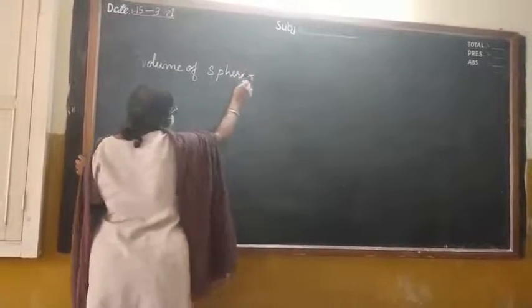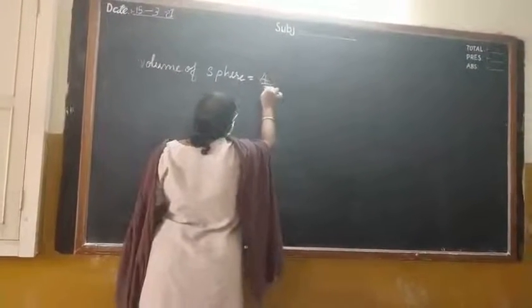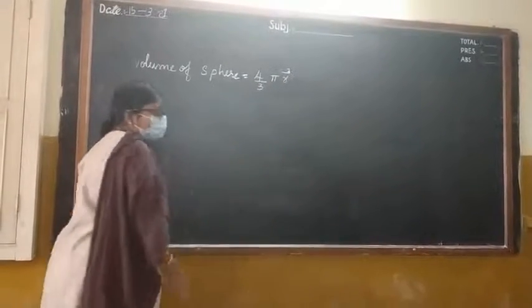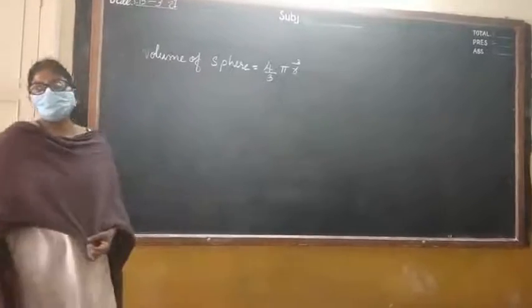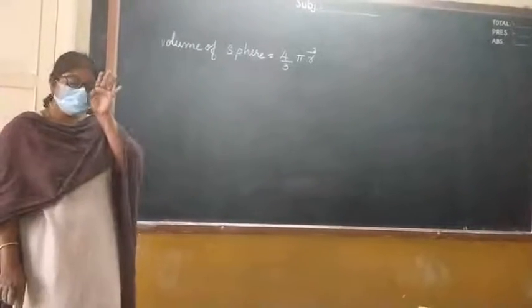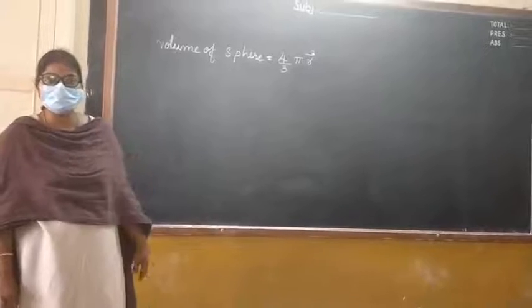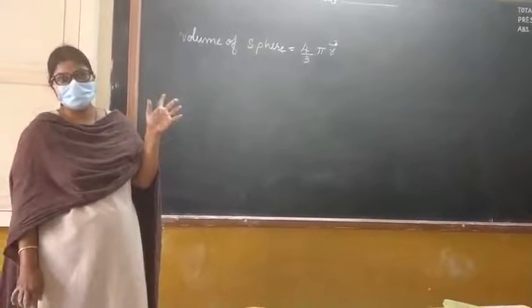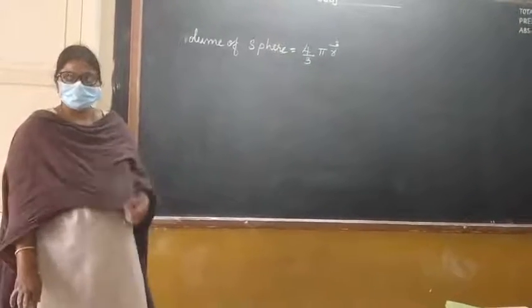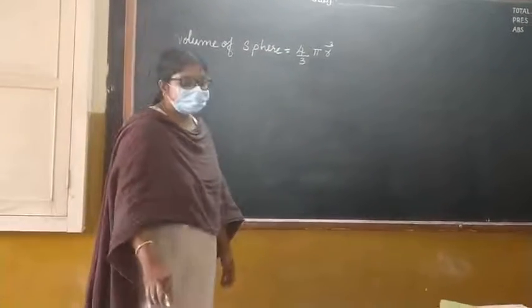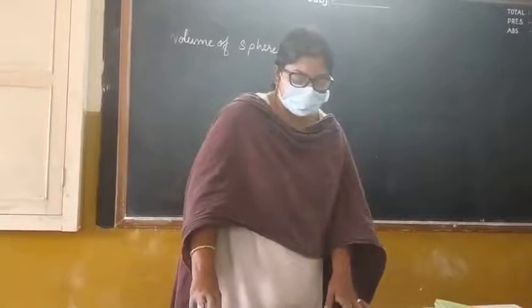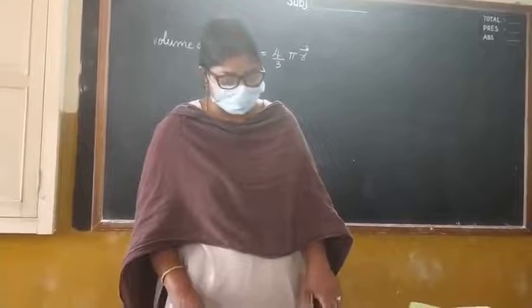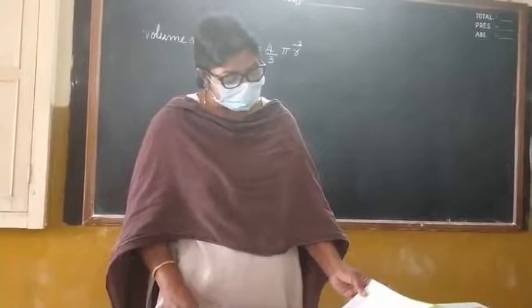Volume of sphere will be 4 by 3 pi r cube. Okay. So hemisphere, the volume will be half of that of sphere. So it will be 2 by 3 pi r cube. Okay. So volume of hemisphere will be 2 by 3 pi r cube and volume of sphere will be 4 by 3 pi r cube.